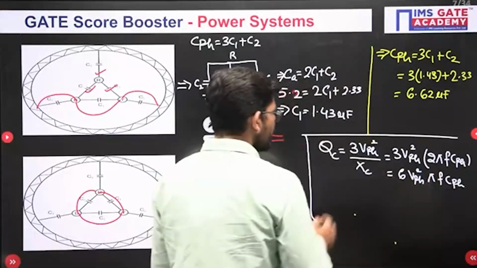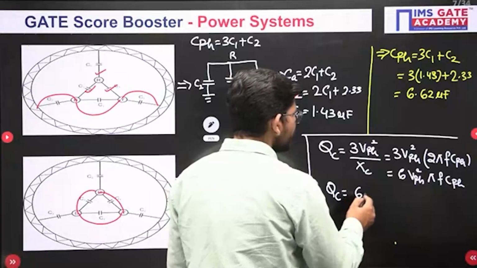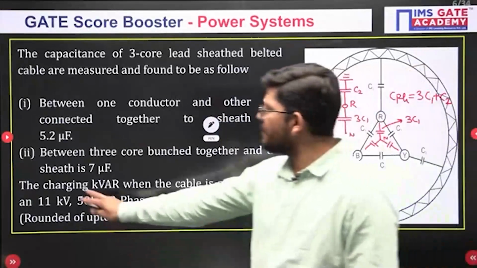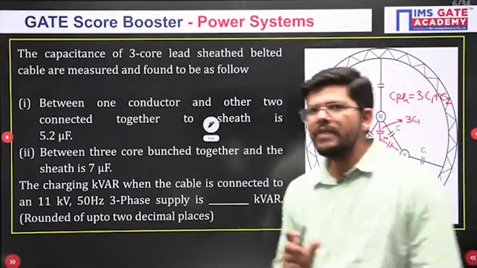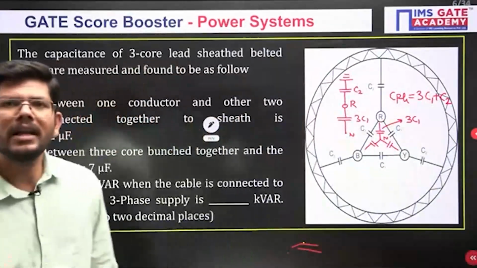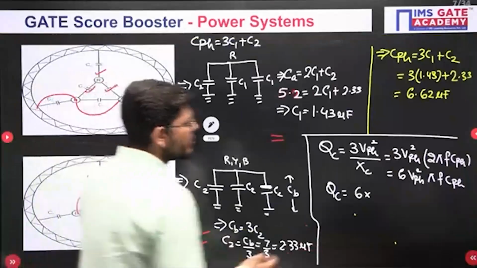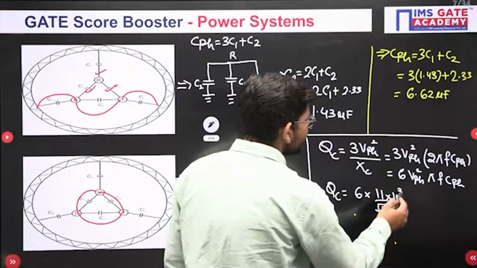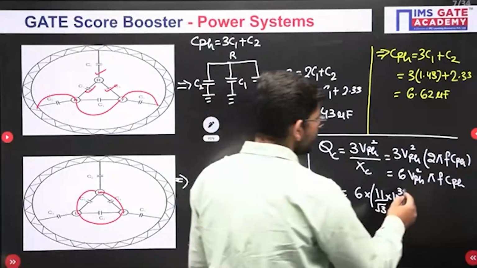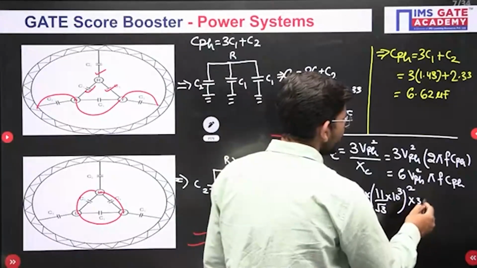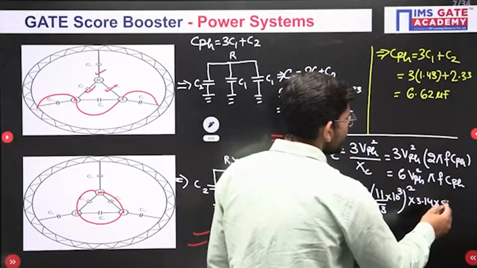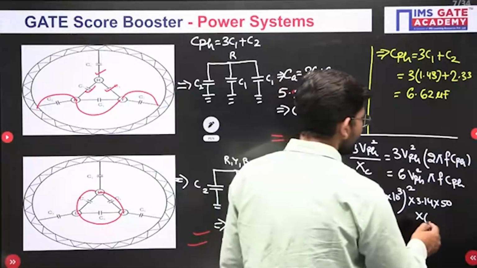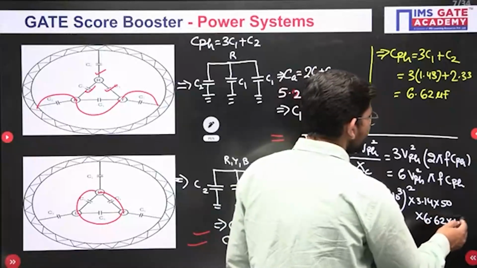Okay, so come back and calculate the value right now. 6 into what is the V phase voltage? The voltage given to us is 11 kV. Now in 3 phase, the voltage given is always a line value, so you need to convert it into a phase value. So it will be 11 kV by root 3, squared, into 3.14 into 50. And the value of capacitance is 6.62 microfarad, meaning 10 to the power minus 6.